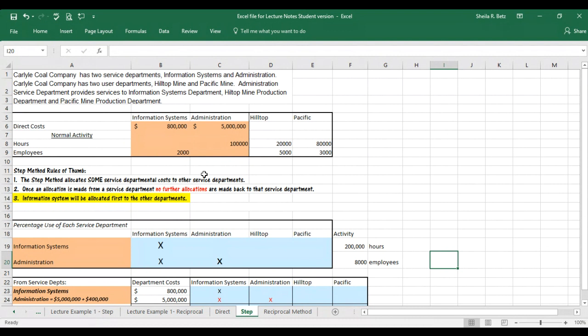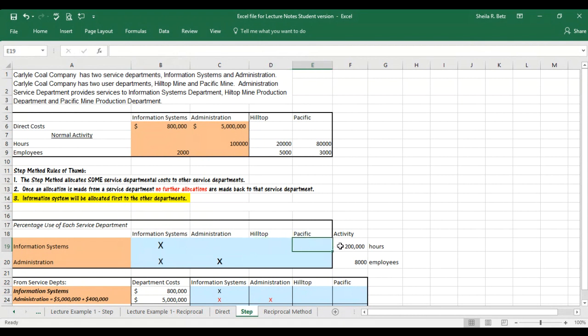Now, you're always going to be told in the problem who that first department is. So here it says information system will be allocated first to other departments. So therefore, that means the information systems, they can bill or assign their cost to the administration department, the Hilltop department, and the Pacific department as well.